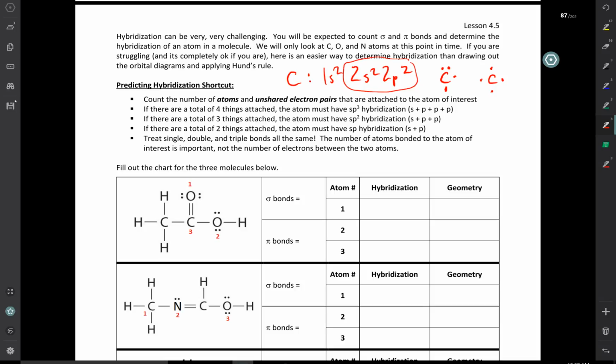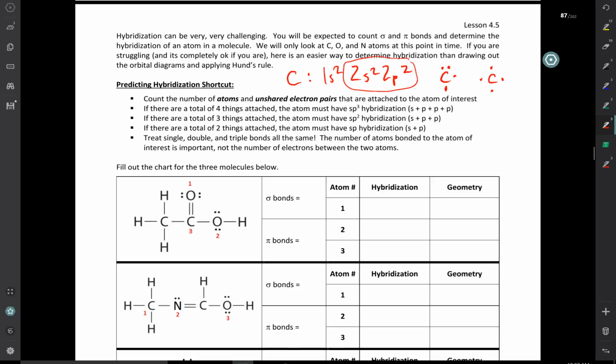So let's try this out. I think it'll be easier to apply than it is to try to explain. First thing I want you to do is go through and count sigma and pi bonds. Any place you have a single bond, that has to be sigma. Any place you see a double bond, we know that it is a sigma and a pi, and triple bonds are 2 pi's and a sigma. So let's just go through and count.